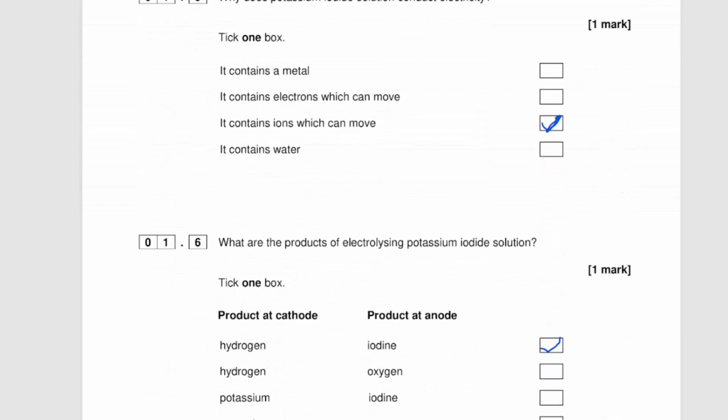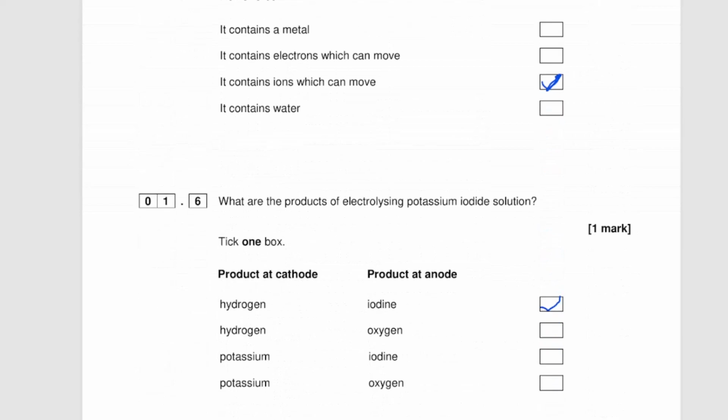Lots of multiple choice questions, but this is the last one of question 1, I believe. What are the products of electrolysing potassium iodide solution? The product at the cathode is hydrogen and the product at the anode is iodine. This is just something you need to remember. You need to do a bit of research into electrolysis and work out the order of what reacts with what, and what reacts at the cathode and what reacts at the anode.